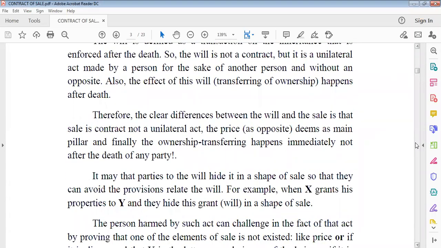Therefore, the clear differences between the will and the sale is that the sale is a contract and it is not a unilateral act. This is correct, totally correct. It's not a unilateral act. The price as opposite deems a main pillar in the contract of sale, sure. And finally, the ownership transferring happens immediately, not after the death of any party. This is clear actually.